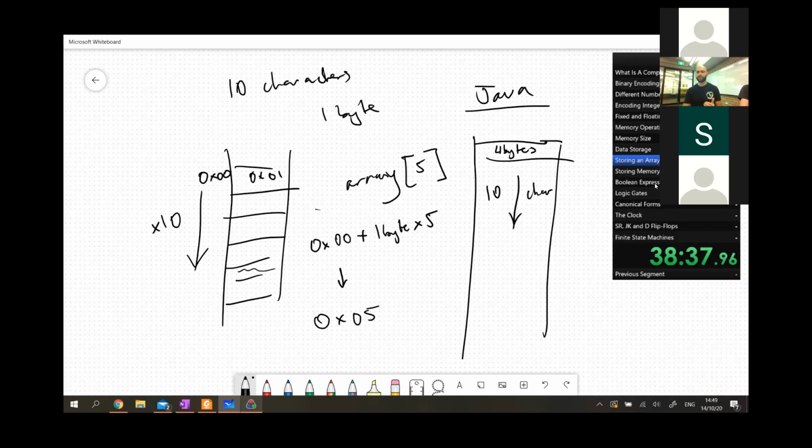Now, what if we had a Java array? Exactly the same thing, but you've got to add 4 bytes to skip, all right? So the first element will start 4 bytes after the position where your array is defined, all right? So you've got to add that +4.